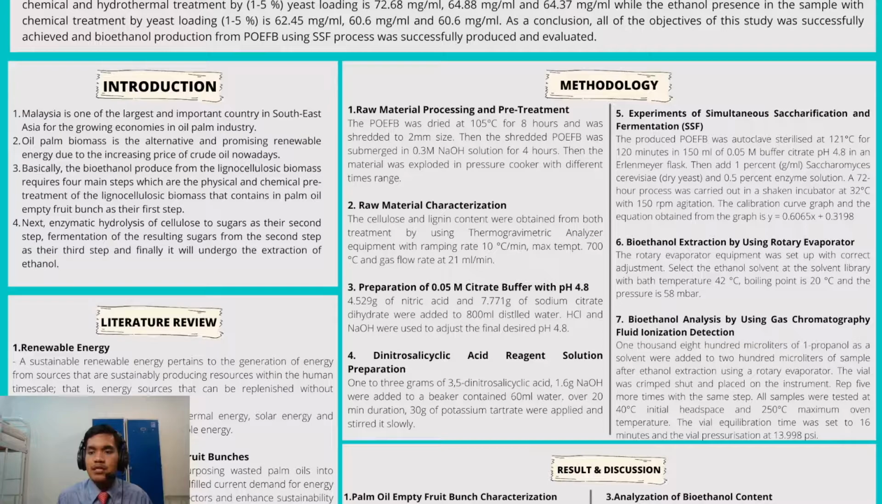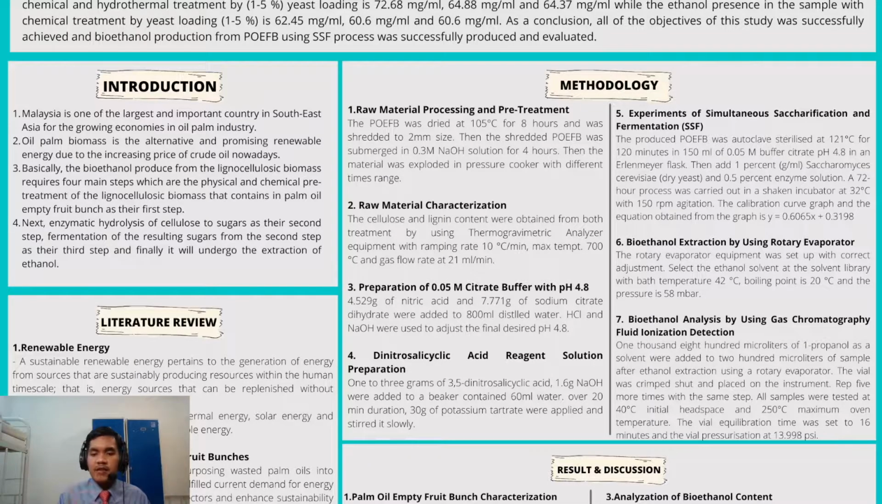The calibration graph equation obtained is y equals 0.065x plus 0.3198. For the bioethanol extraction using a rotary evaporator, the equipment was set up with correct adjustment. Select the ethanol solvent in the solvent library with bath temperature 42 degrees Celsius, boiling point 20 degrees Celsius, and pressure 58 mbar.